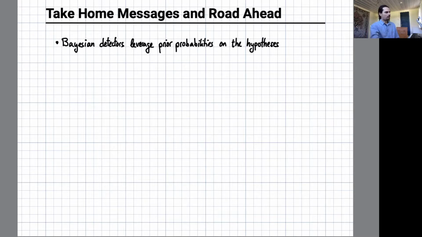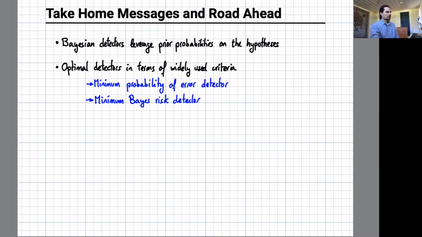So let us wrap up. In this short video, we introduced the basic concepts in the theory of Bayesian hypothesis testing, which hinges on assigning prior probabilities to the hypotheses. This allowed us to introduce two new performance metrics, namely the probability of error and the Bayes risk.